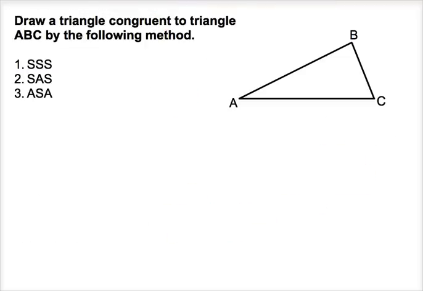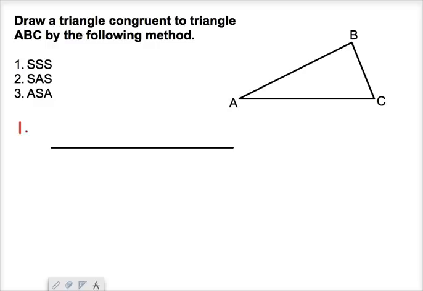Draw a triangle congruent to triangle ABC by the following methods: side-side-side, side-angle-side, and angle-side-angle. So let's start with method 1. I need to copy all three sides. So I'm going to start with my generic bottom for AC. I don't know how long it is, so I'm going to draw it larger than I think I need.